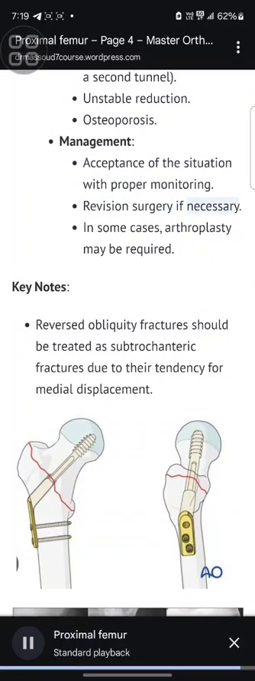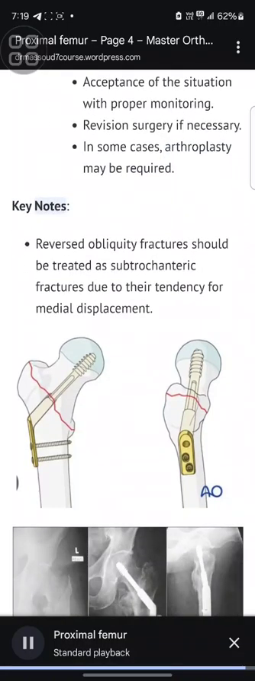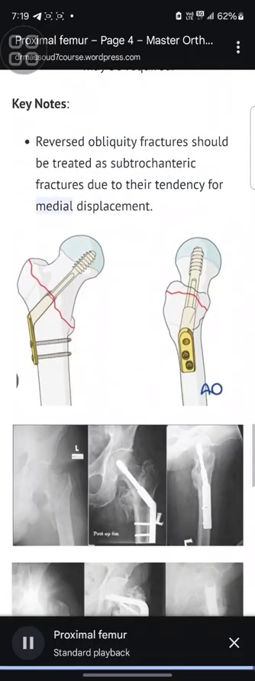Revision surgery if necessary. In some cases, arthroplasty may be required. Key notes. Reversed obliquity fractures should be treated as subtrochanteric fractures due to their tendency for medial displacement.